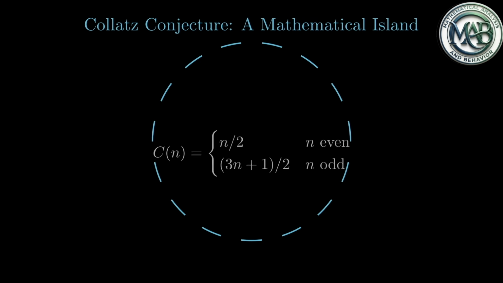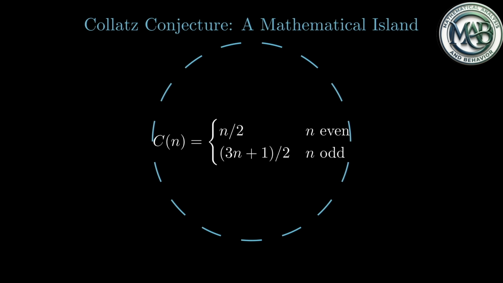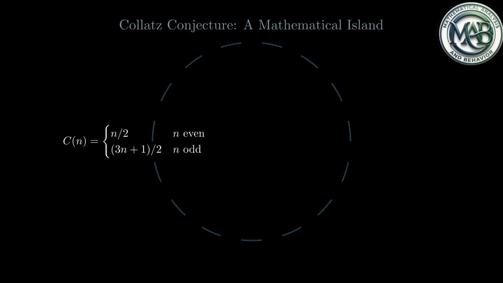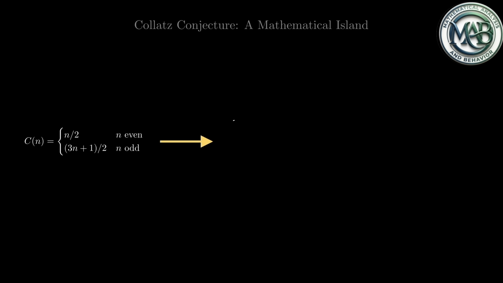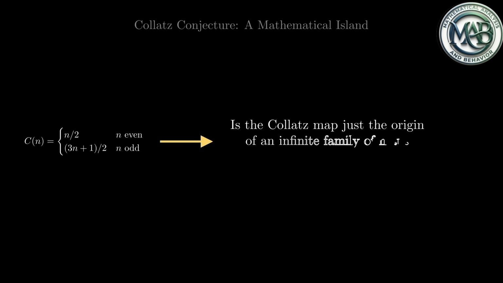For over 80 years, the Collatz conjecture has stood alone. A mysterious mathematical island in the vast ocean of number theory and discrete dynamical systems. We've studied its simple rules. It remains disconnected from any larger framework. But what if this sequence is just a tiny fragment of a much larger, hidden mathematical universe? What if the Collatz map is not a unique phenomenon, but merely the origin of an infinite family of maps, each generating its own cycles?